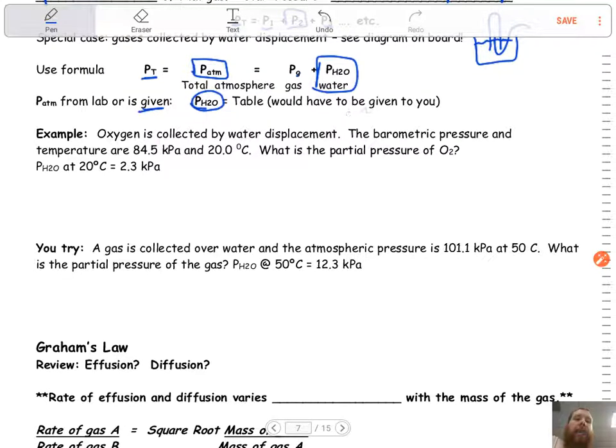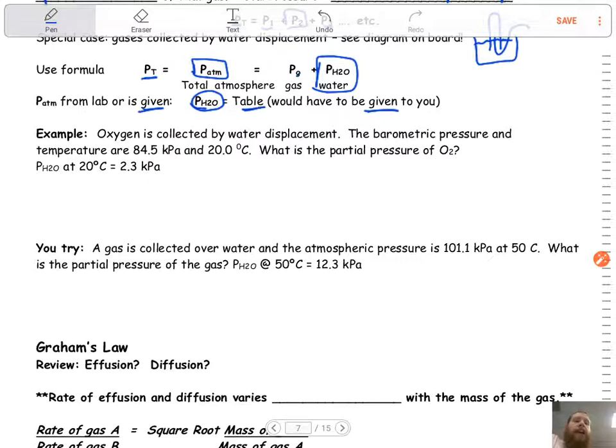This would also have to be given to you, unless you were given the pressure of the gas and the atmospheric pressure, then you could solve for it. But it's going to have to be given to you. So there is a table that you can look up, but on a test or quiz, we're going to give it to you, and that's what I've done here in these examples. So let's do these two examples together.